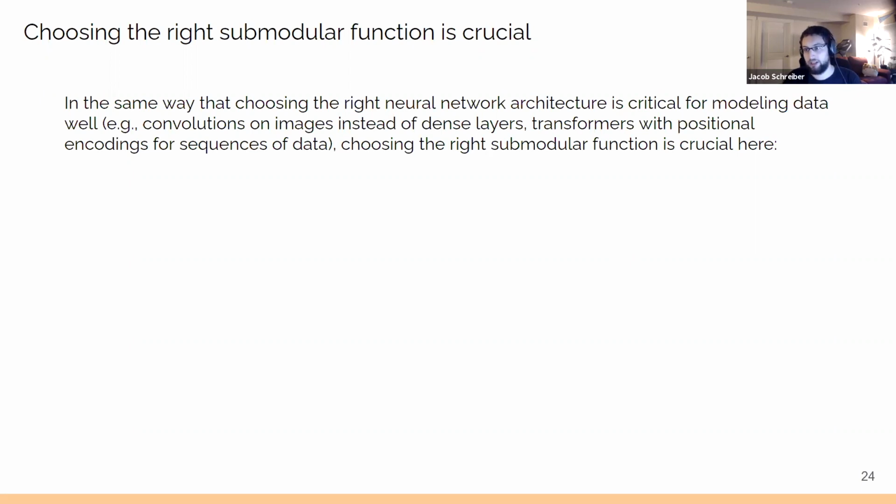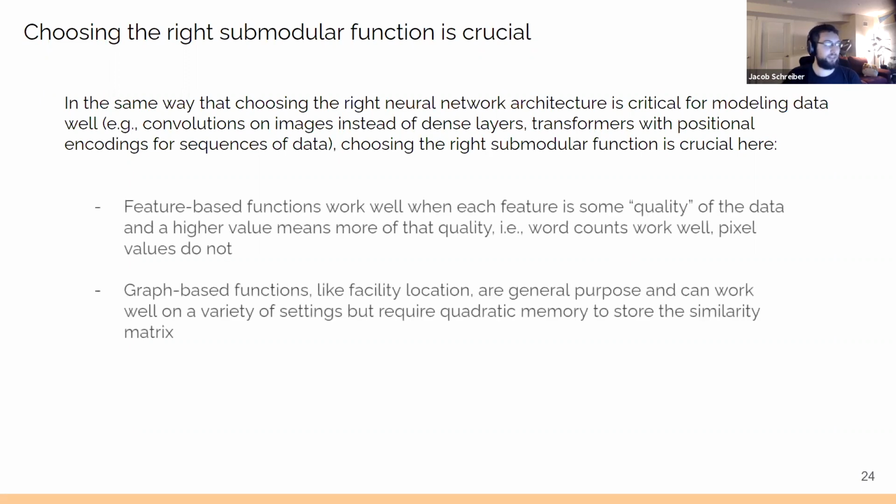So you want to make sure that you choose a function that truly represents what's going on in the underlying type of data. Feature-based functions work well, like I said before, when each one of the features corresponds to some notion of quality of the data, and the higher value means having more of that quality. So you might need to transform your data a little bit in order to get it to work, but then these scale incredibly well. In contrast, graph-based functions require similarities between pairs of items. And so they are more general purpose, in that they don't have any constraints on what the features that the similarities are calculated from need to mean, but they do require quadratic memory. They need to store the entire graph in memory, so they require an amount of memory proportional to the number of edges.